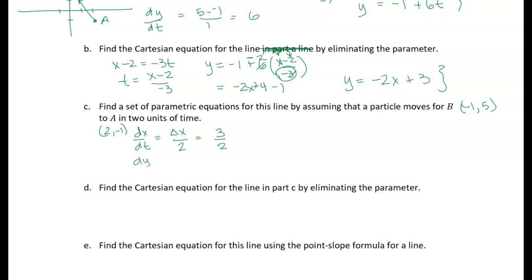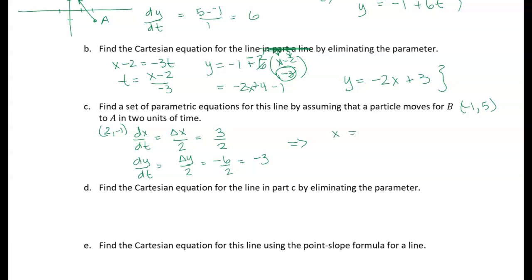And then dy/dt, again, it's going to be delta y over 2. In this case, we're moving from 5 to -1. So we're moving in the negative direction by 6 over 2 units of time. So we get -3. All right, so that is going to give us a different set of parametric equations, right?